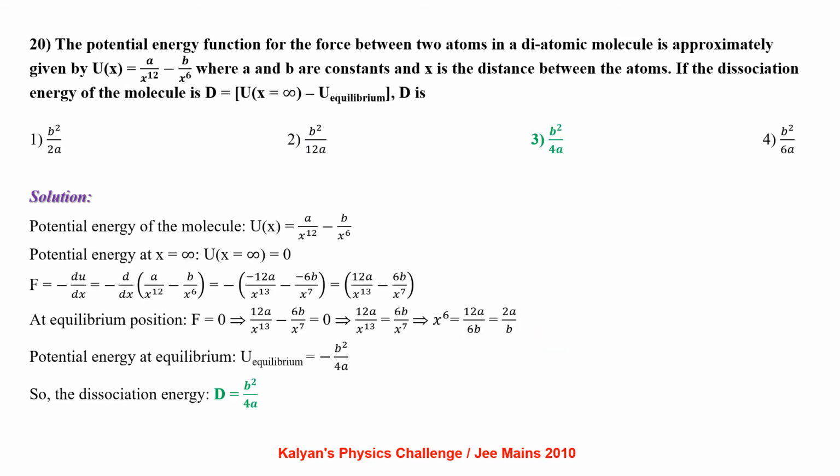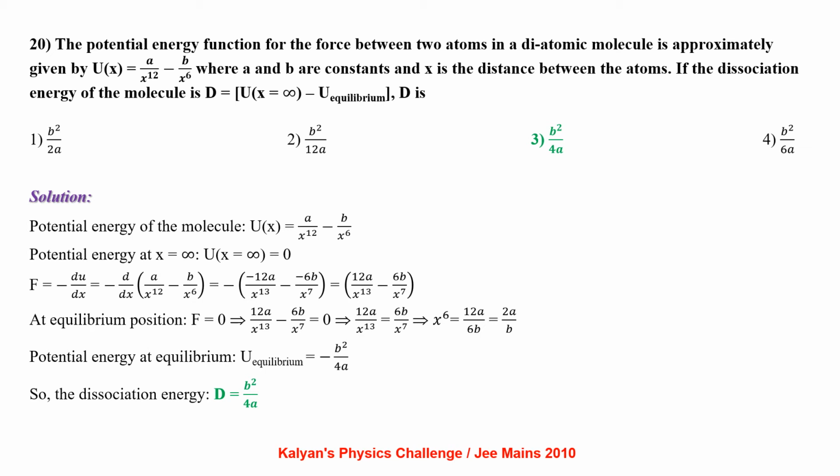The potential energy function for the force between two atoms in a diatomic molecule is approximately given by U equal to A by x power 12 minus B by x power 6, where A and B are constants and x is the distance between the atoms. If the dissociation energy of the molecule is D equal to U at x infinity minus U at x equilibrium, then D is given by.